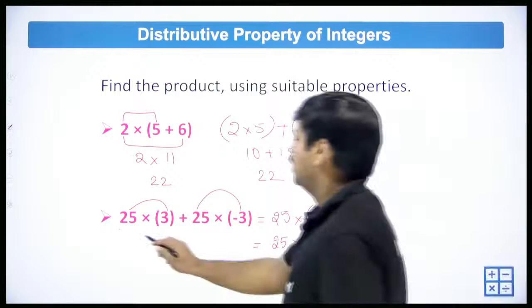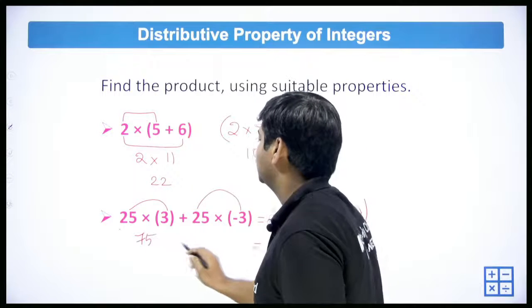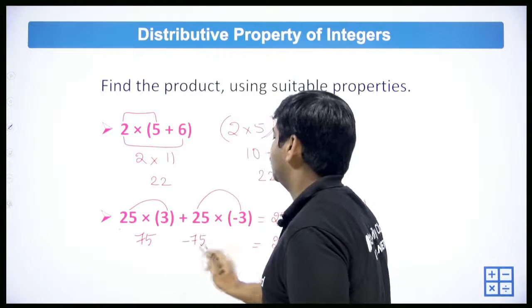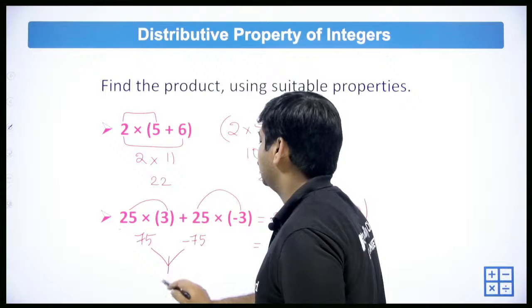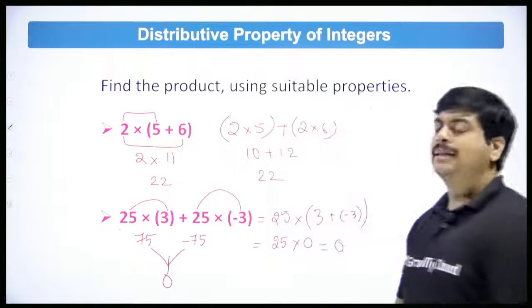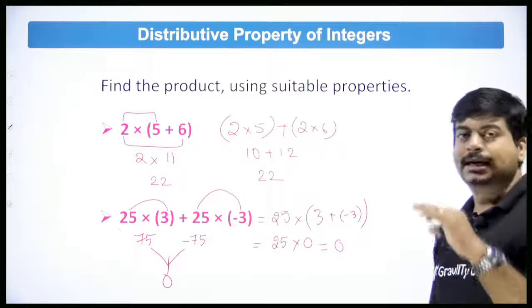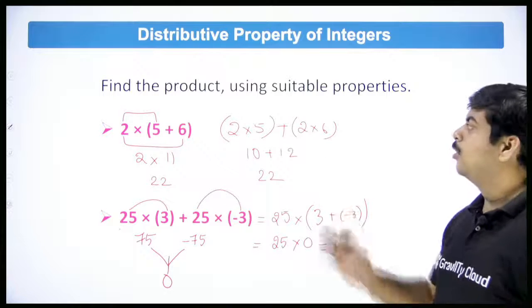25 into 3 is 75, 25 into minus 3 is minus 75. So these two will make the sum equal to 0. Understand? So this is about the distributive property.